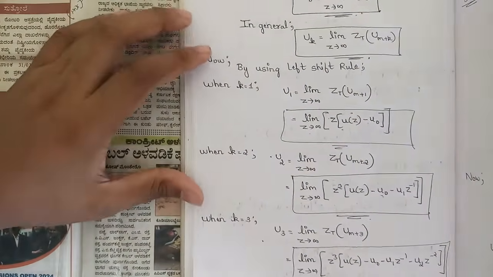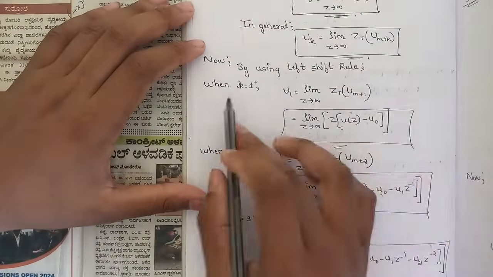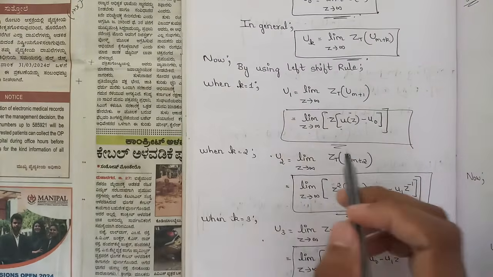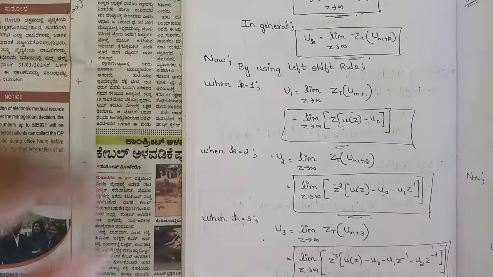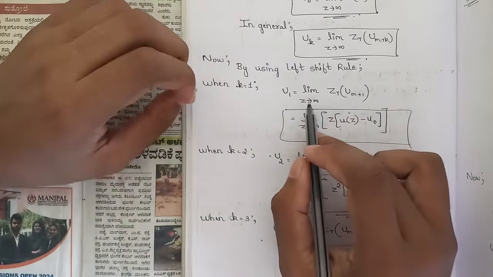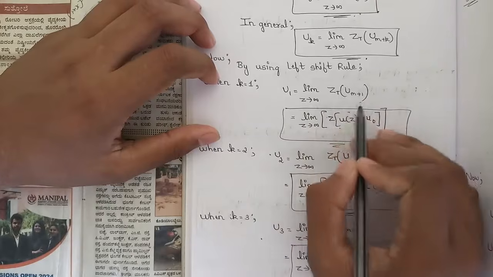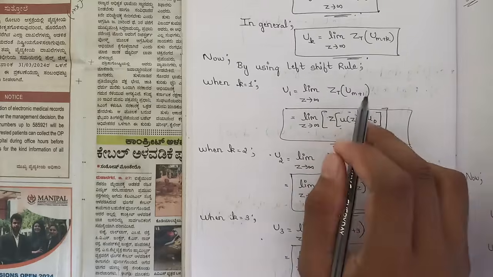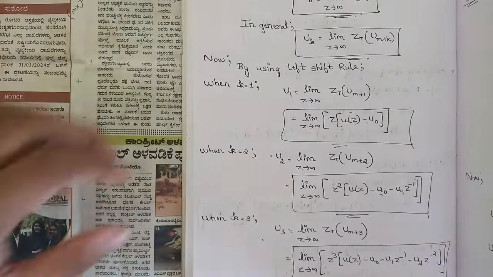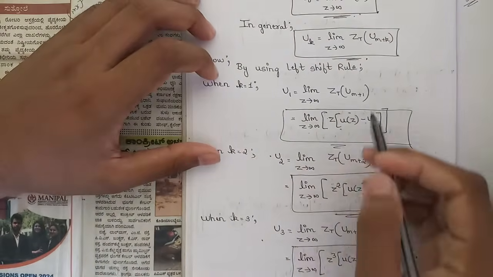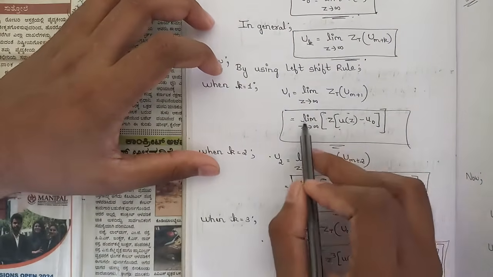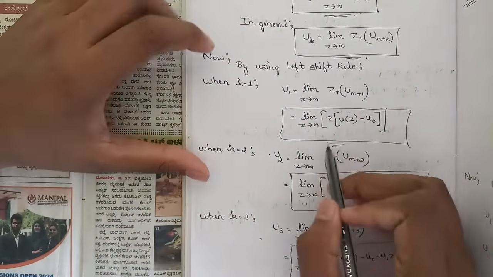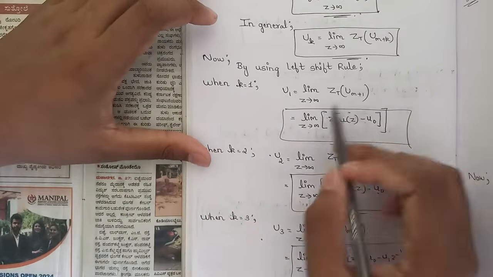So now let's use the left shift rule for the general form, that is when k is equal to 1. So when k is equal to 1, we get the value as u1. So what would be the formula for u1? The formula for u1 is given as the limit as z tends to infinity of the z transform of u of n plus 1. We have discussed the z transform of u of n plus 1 a few minutes before. It says that the limit as z tends to infinity of z into u of z minus u naught is the z transform of u of n plus 1.